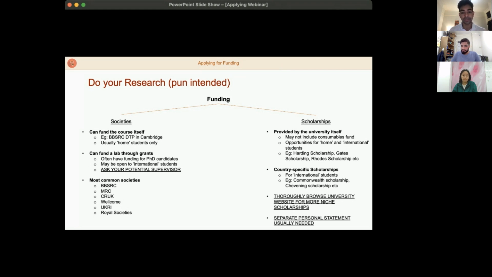So for a lot of these scholarships, you need a separate personal statement to show why you deserve the scholarship, pretty much, and how you're going to benefit the world, because that's what people want to give money for, if you do something that improves lives, which everyone here hopefully wants to do.